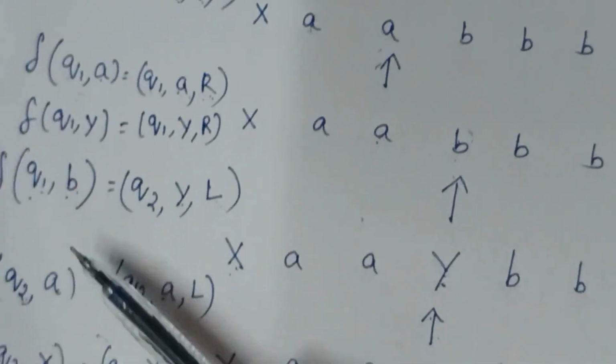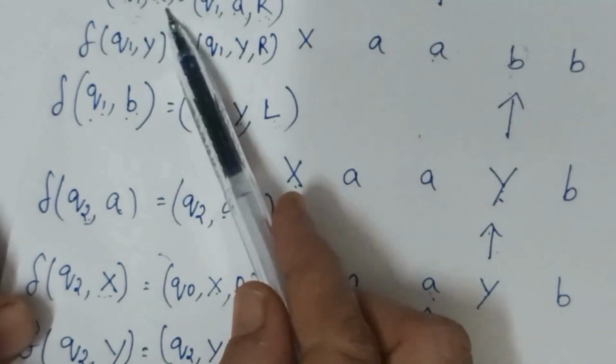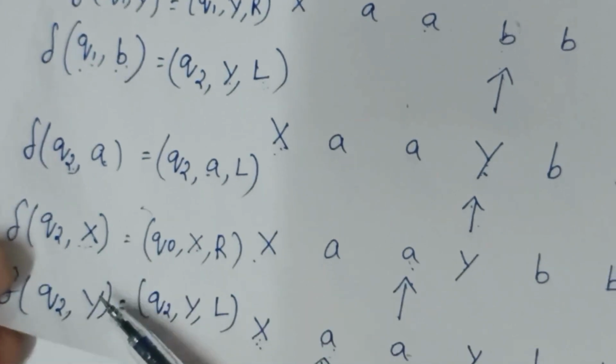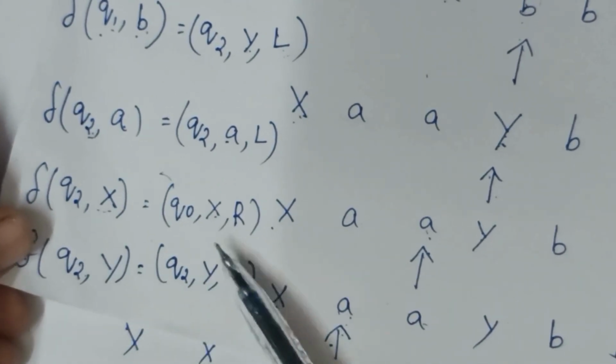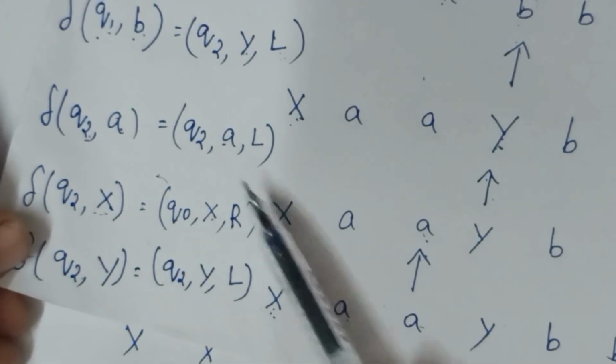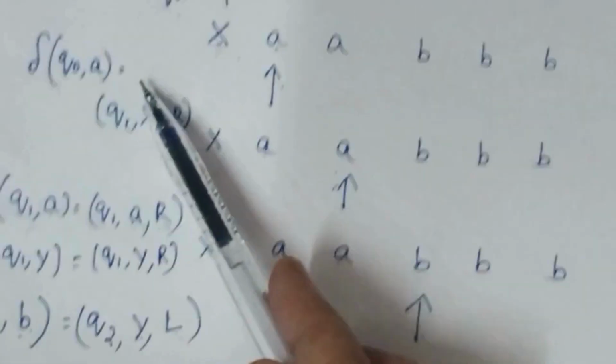When you move to left, how many A's you will get? Read it, move to left. How many Y's you get? Read it, move to left. When you get X, then start from the initial state. Replace X with X and move to right. Look for the next input symbol.